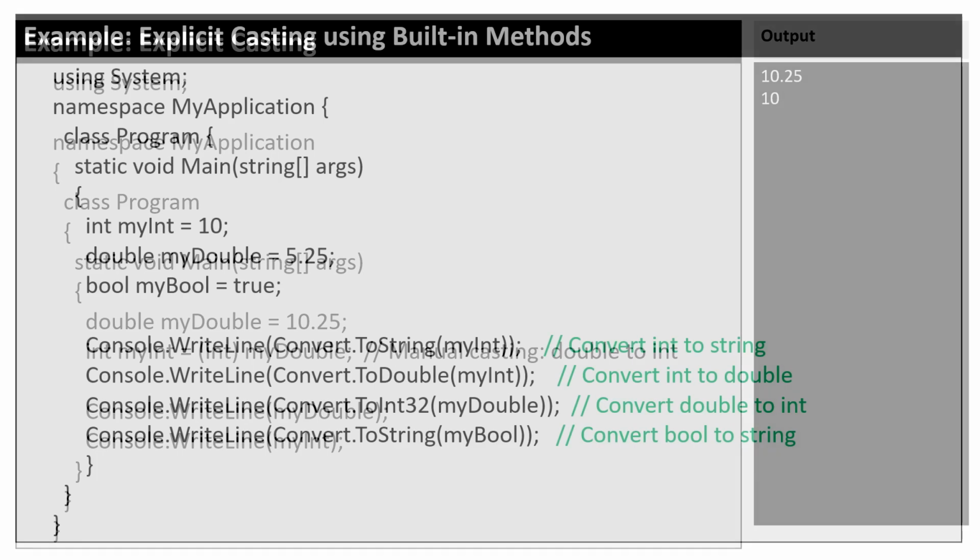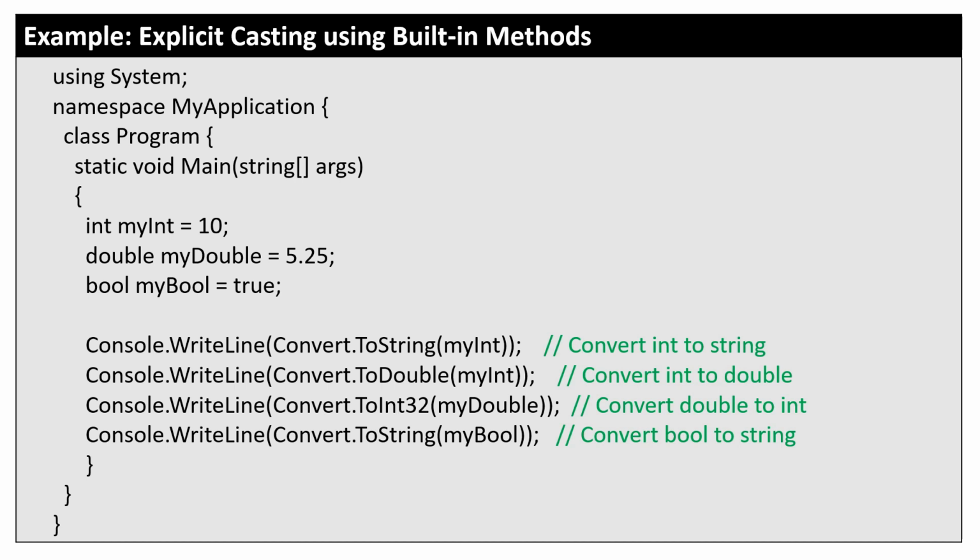It is also possible to convert data types explicitly by using built-in methods, such as Convert.ToBoolean, Convert.ToDouble, Convert.ToString, and Convert.ToInt32.